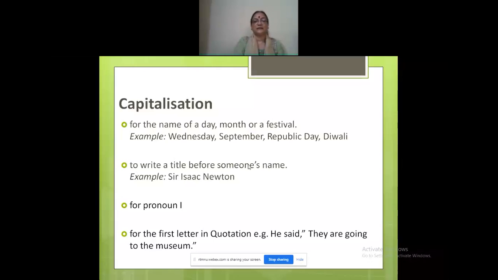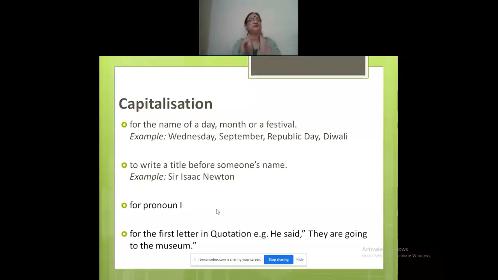Title, if we are writing a title before someone's name, then of course it will be a capital. Mr., Sir, Doctor, so capital letter. When you are using the pronoun I, always the capital I will be used. And if you are quoting something, so first letter in quotation.